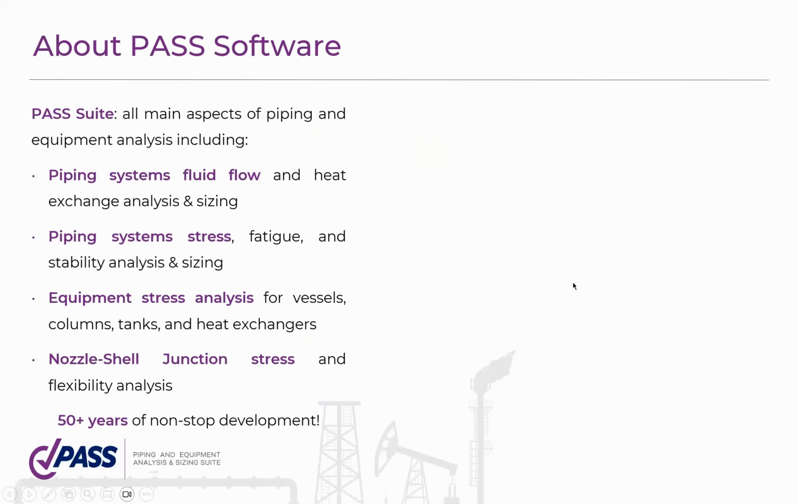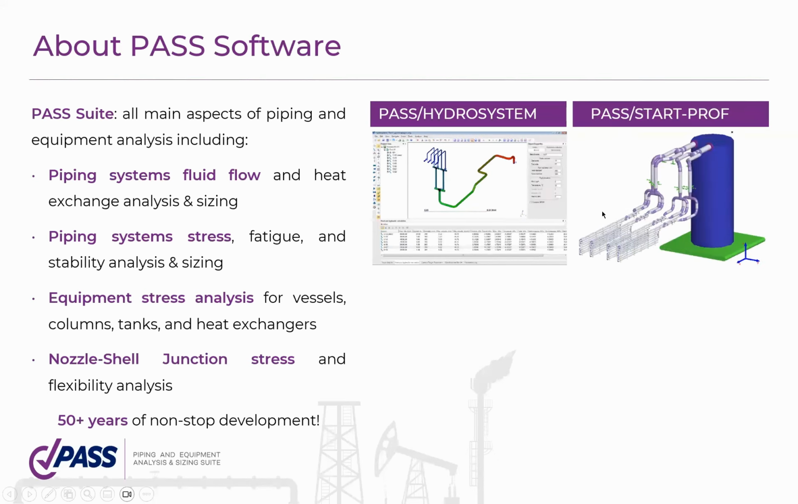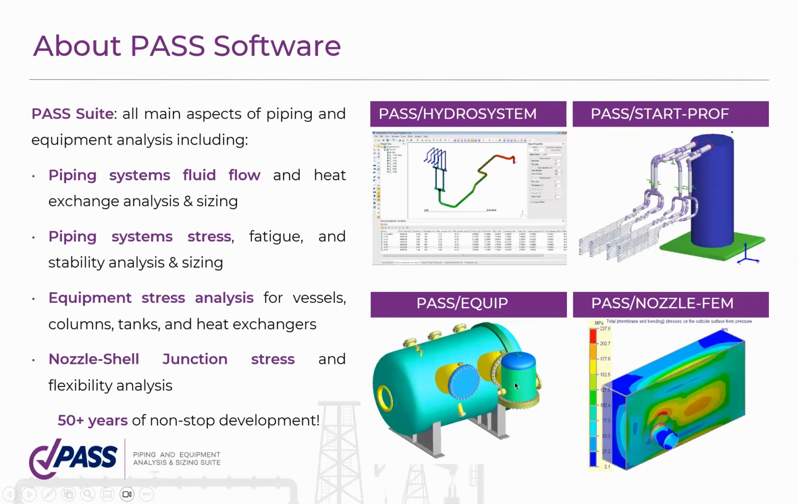First of all, let's talk a little bit about PAS Suite software. PAS Suite software consists of different software. It's HYDROSYSTEM, which is dedicated for fluid flow and heat and hydraulic analysis and sizing of piping systems. It's PAS Start Prof software, which is dedicated to stress, fatigue analysis, stability analysis, and sizing of pipelines. PAS Equip, which is dedicated to stress analysis for vessels, columns, tanks, heat exchanger, and other equipment. And Nozzle FEM software dedicated for nozzle shell junction stress and flexibility analysis.